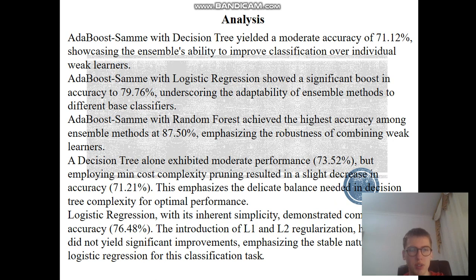A decision tree alone exhibited moderate performance, 73.52%, but employing minimum cost complexity pruning resulted in a slight increase in accuracy, 75.21%. This emphasizes the delicate balance needed in decision tree complexity for optimal performance. Logistic regression, with its inherent simplicity, demonstrated competitive accuracy, 76.48%. The introduction of L1 and L2 regularization, however, did not yield significant improvements, emphasizing the stable nature of logistic regression for this classification task.